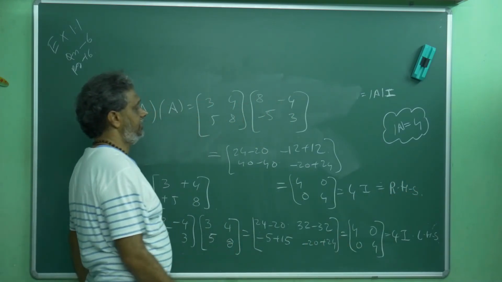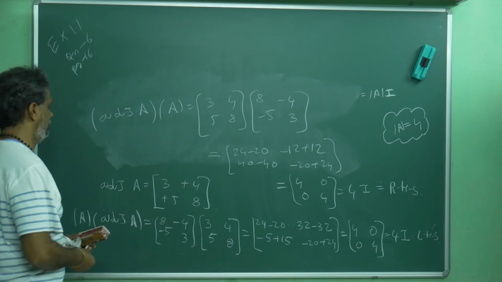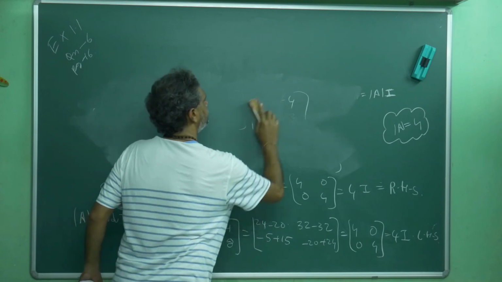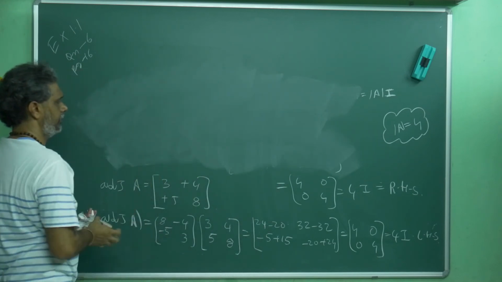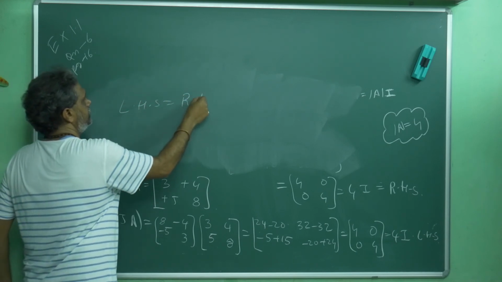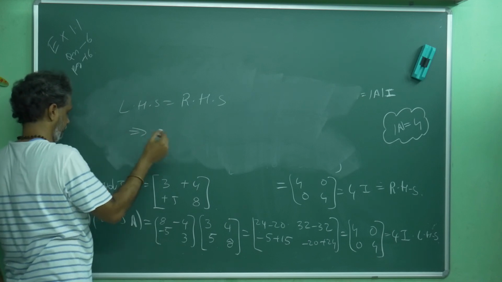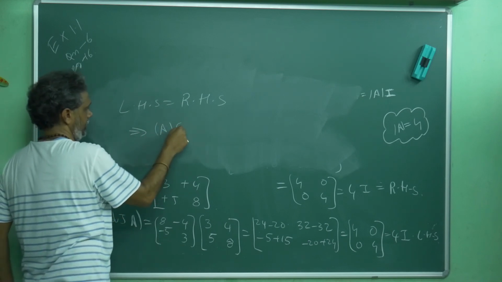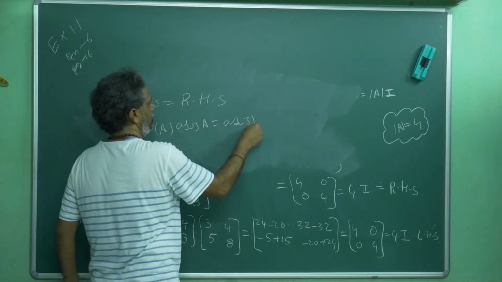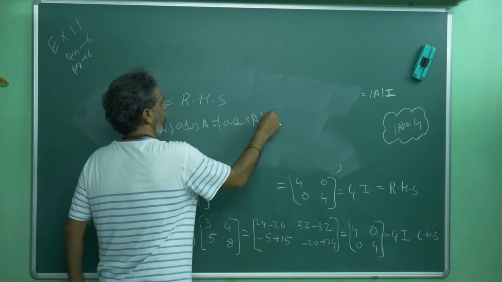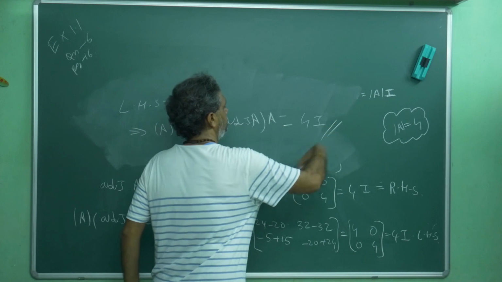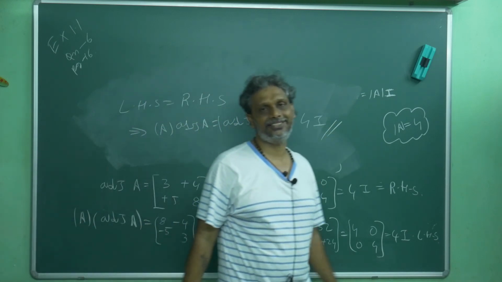And from LHS and RHS, what do you understand? LHS is equal to RHS. Then LHS is equal to RHS implies A into adjoint of A is equal to adjoint of A into A. These two fellows are equal to 4I. Proved.